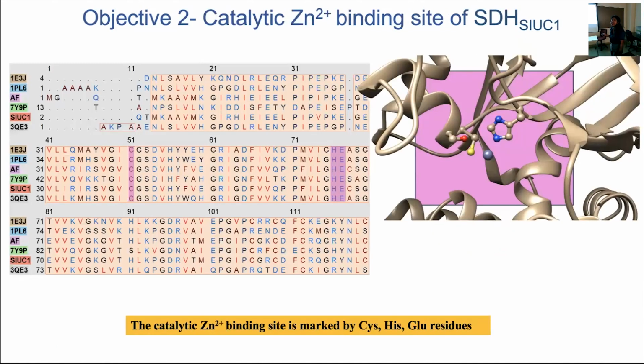After predicting a 3D structure for the enzyme, we needed to locate the catalytic zinc binding site of the enzyme. For that, we used the alignment of templates predicted by SWISS-MODEL with the STH-SIUC1. We could locate that the catalytic zinc binding site has cysteine, histidine, and glutamate residues conserved in all the templates, as well as in the SIUC1 enzyme that we are studying in this work.